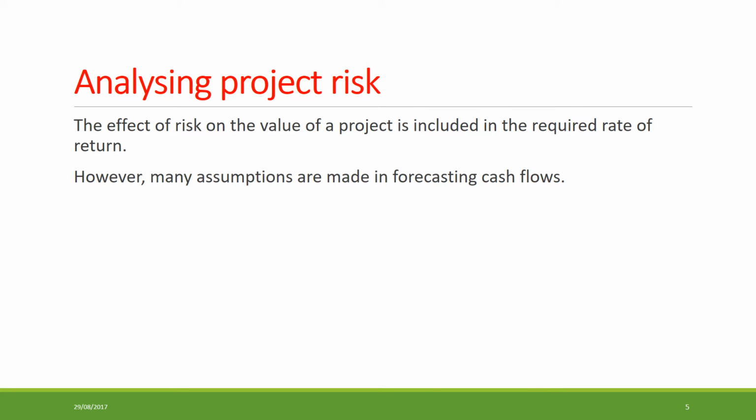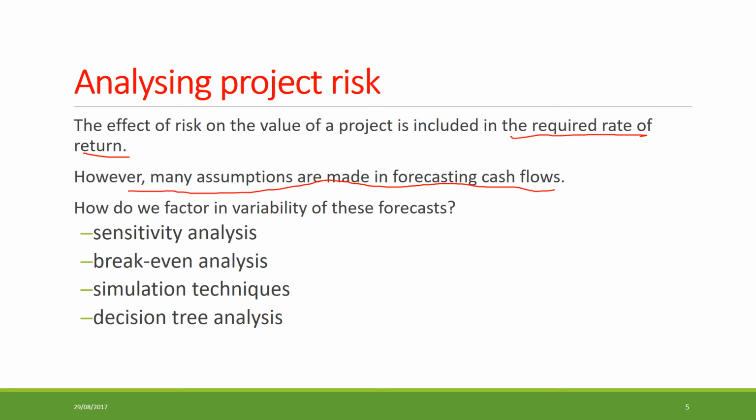So we mentioned before that the project's risk is measured using the required rate of return or the discount rate that we use in the NPV analysis. However, in the required rate of return, we don't take into account how correct our forecast of the cash flows is, right? So the purpose of this topic is to look at how the uncertainty in the future affects our forecast of the cash flows. So all these methods here that we consider in the course look at how uncertainty changes the accuracy of our cash flows analysis.